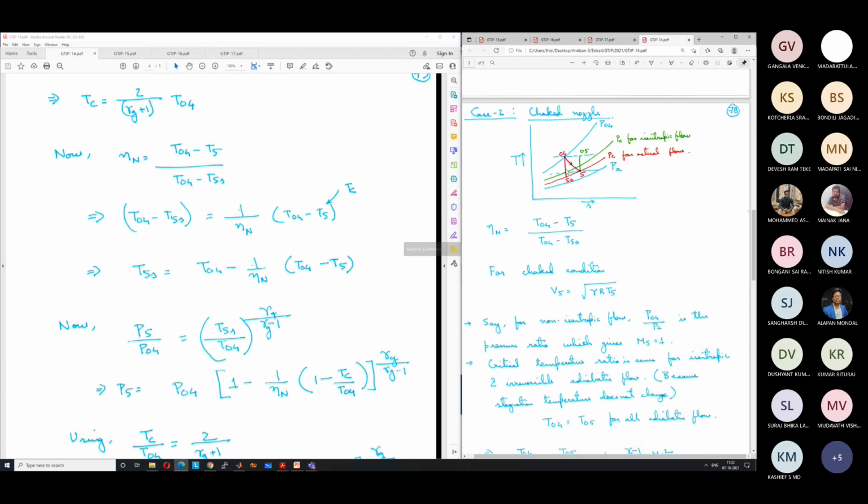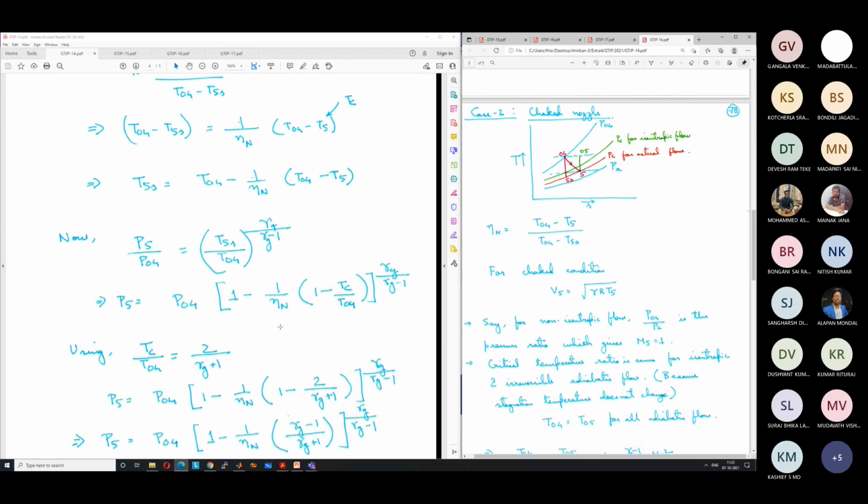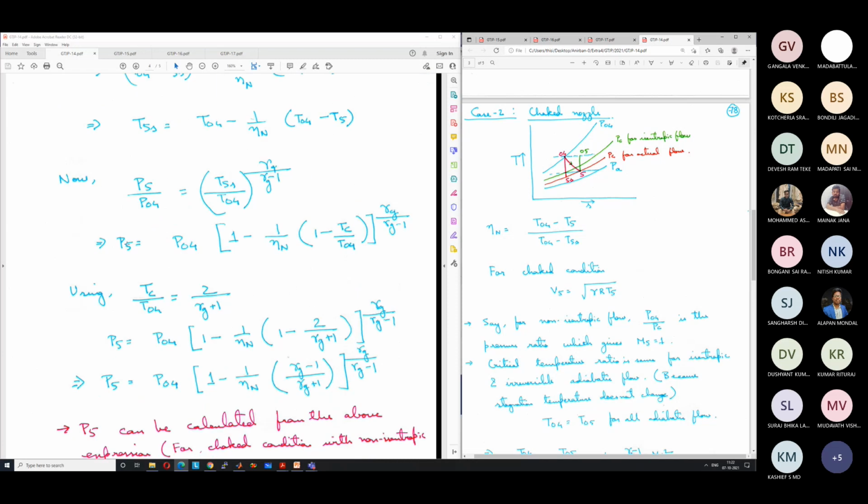Using the isentropic relation between 04 and 5s, this is equal to T5s by T04 to the power gamma by gamma minus 1. So from this we can obtain what is the value of P5. After doing some algebraic rearrangement, you can obtain a nice expression like this: P5 is equal to P04 into 1 minus 1 by 10 into gamma minus 1 by gamma plus 1, to the power gamma by gamma minus 1.